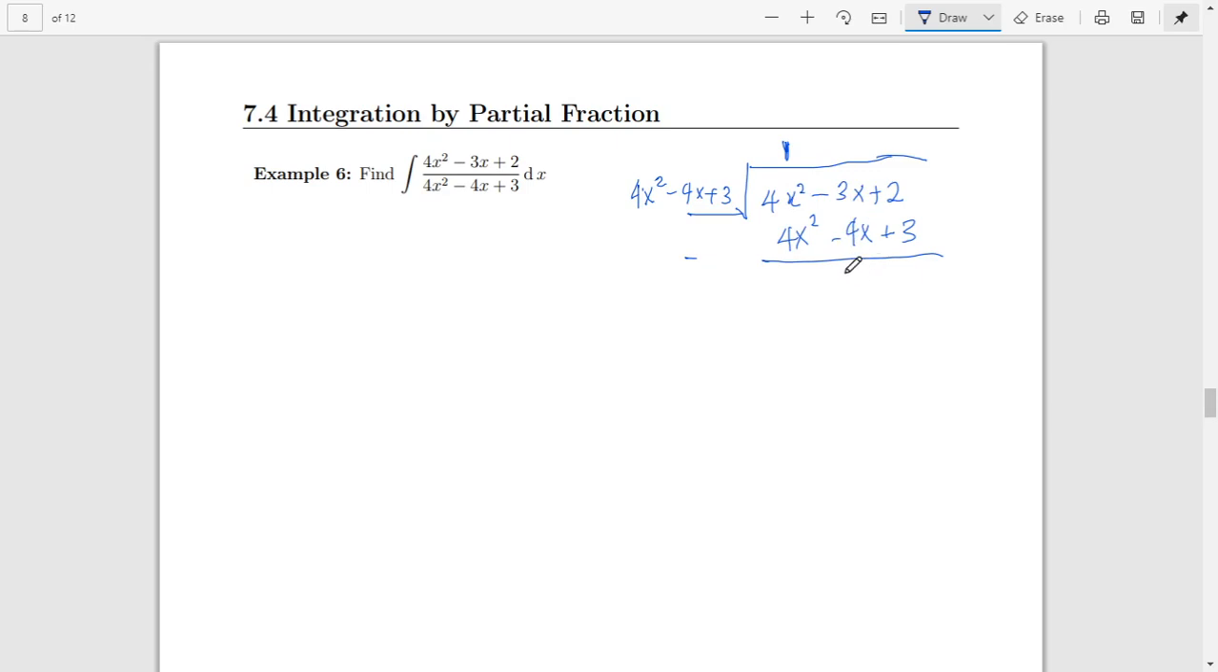That will be minus 3x plus 4x. That would just be x. And then I have 2 minus 3 will be minus 1. So that tells me that my 4x squared minus 3x plus 2, actually here, this highest power cannot divide this any longer. So our division stops there.